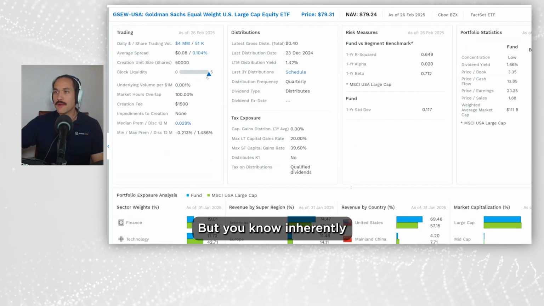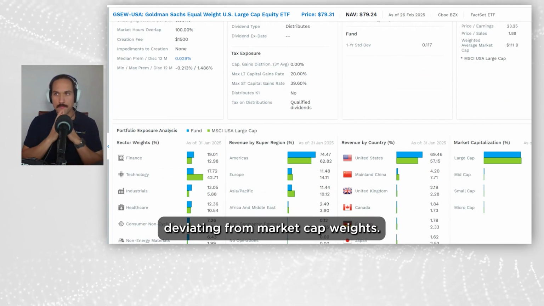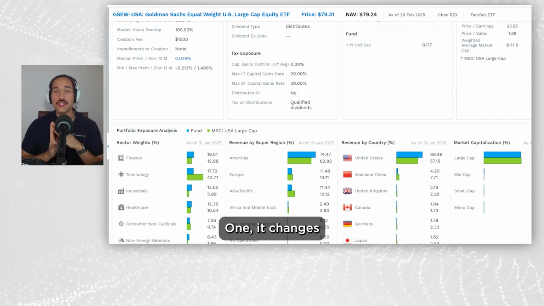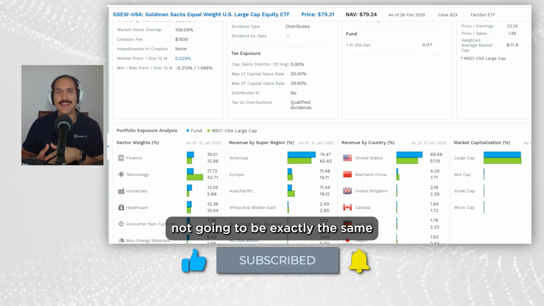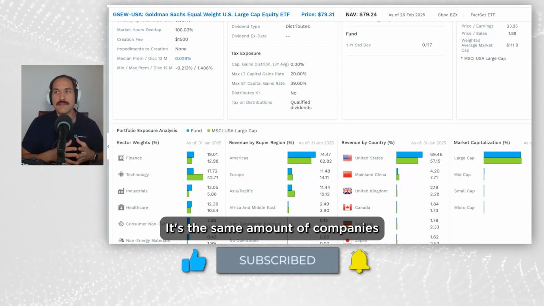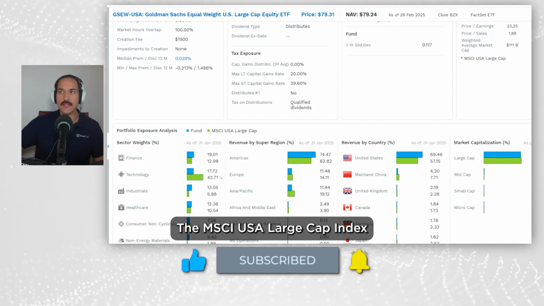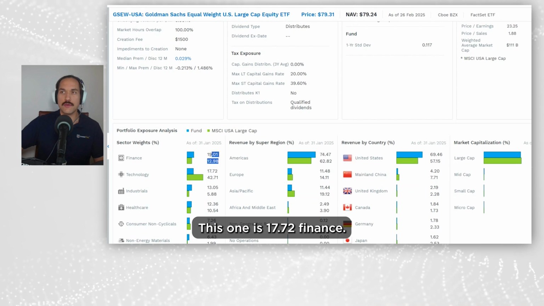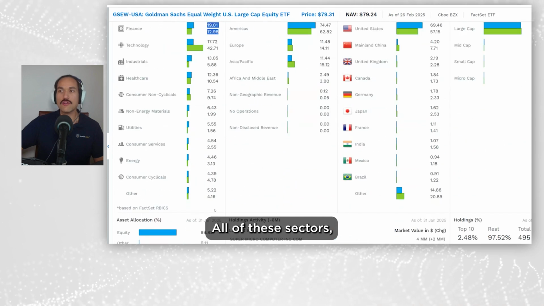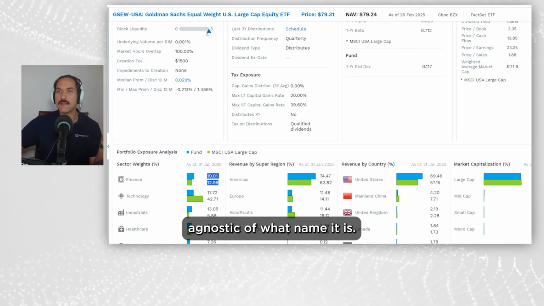But inherently, when you have equal weights, right? Equal weighting means deviating from market cap weights. And so that does a couple of things. One, it changes your sector weights, right? Your sector weights are not going to be exactly the same, because it's the same amount of companies in each sector, but they're going to be dramatically different. The MSCI USA Large Cap Index is 42% in technology. This fund is 17.72%. Finance, there's a big difference. All of these sectors, there's a pretty big difference because you're equally weighting each name agnostic of what name it is.